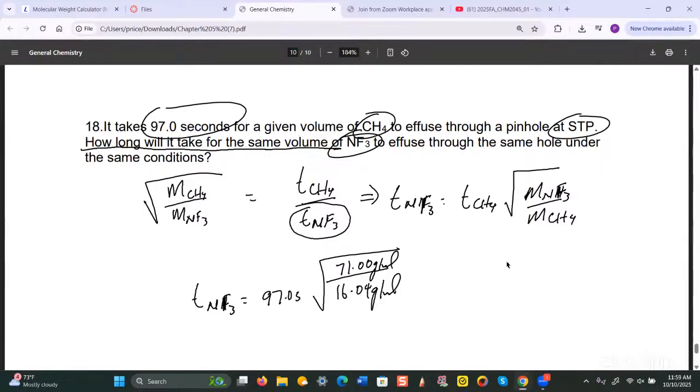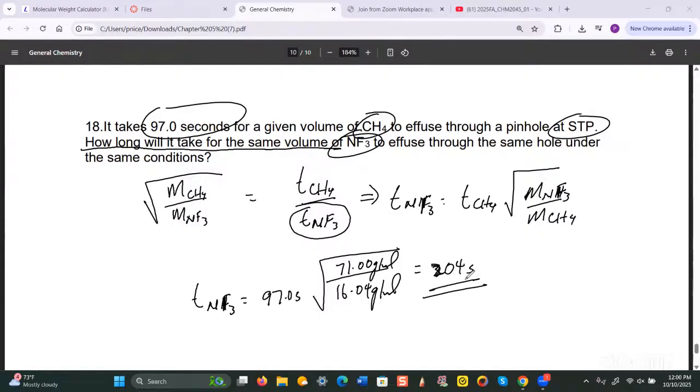So let me divide 71 by 16.04, and then find the square root of that, and then multiply by 97. Okay, so I got, and please correct me if I'm wrong, 204, 3 sig figs. 204 seconds as the time of effusion of NF3. So that's basically how that is done.